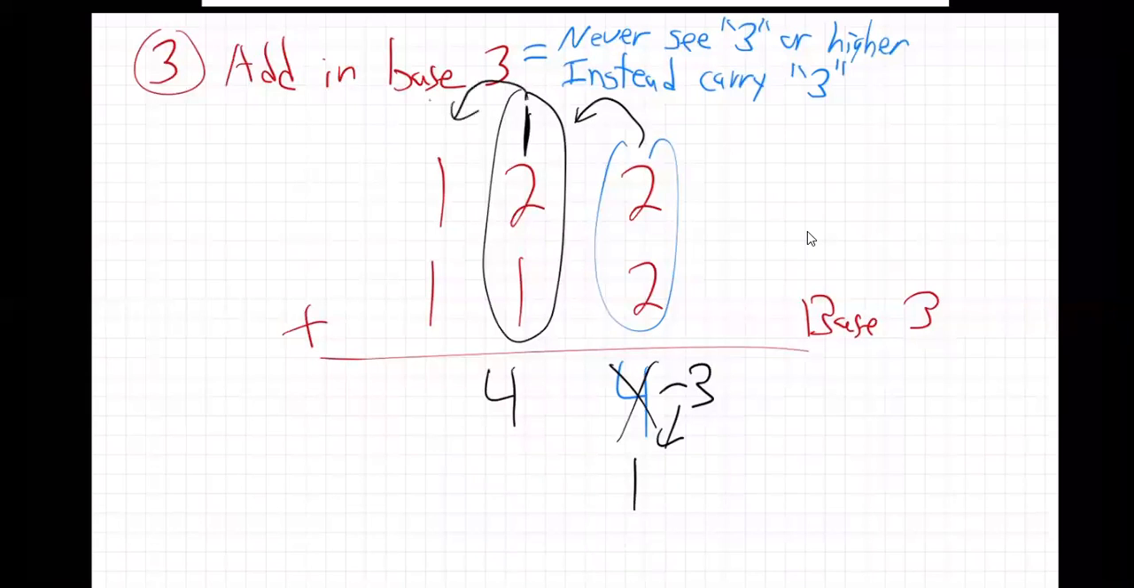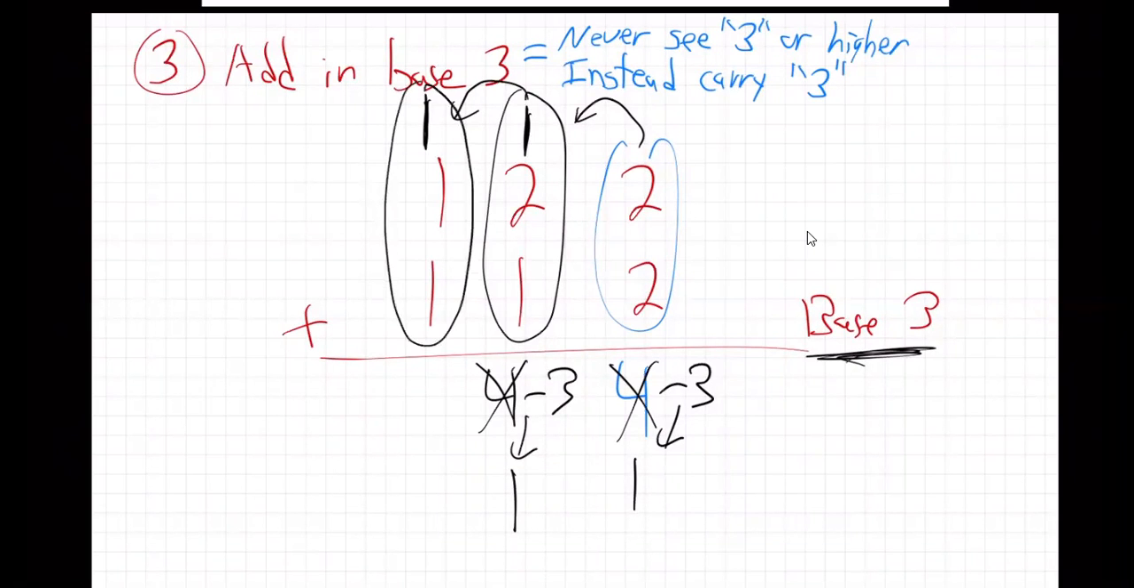We're going to carry 1 again to the next column. And that means we subtract 3 because we just carried away 3. Whenever you carry in base 3, you're carrying away 3. So that leaves 1 again. And then the last column, 1 plus 1 plus 1 is 3.